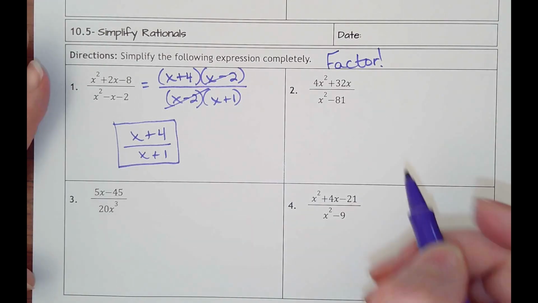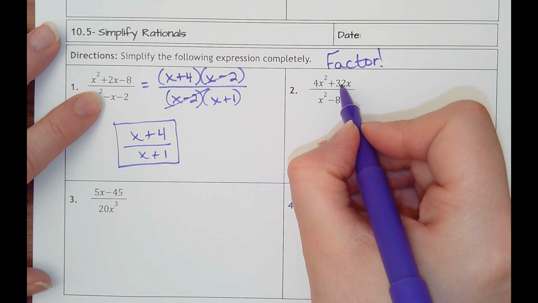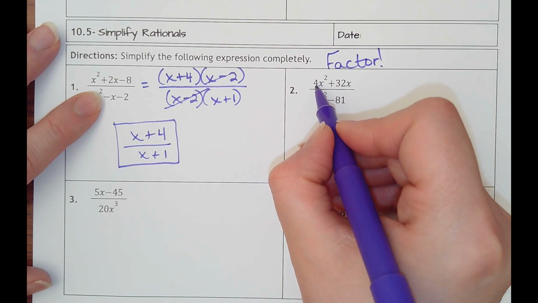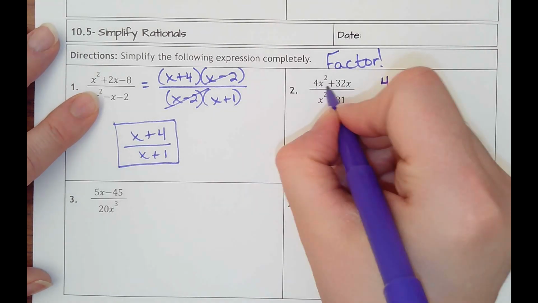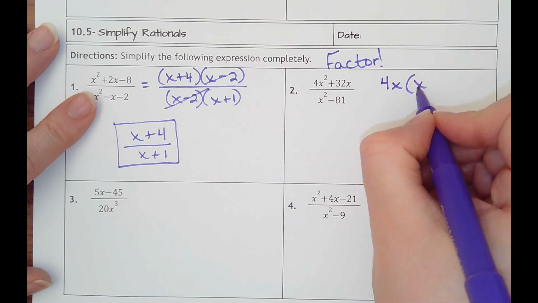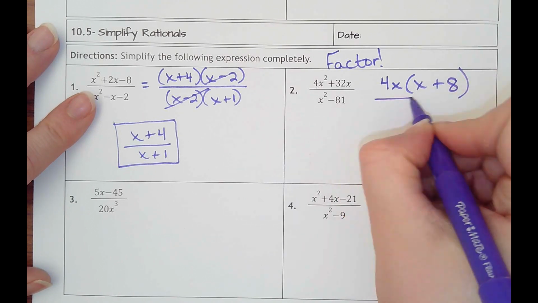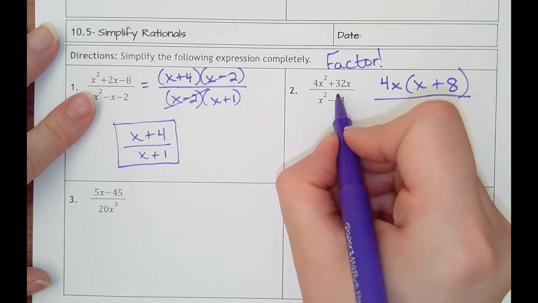Number 2, I only see 2 terms here, so it's not a trinomial. So I'm looking for a GCF. 4 and 32 can both be divided by 4, and I can take an x out of both terms. So that would leave me with a times x plus 4 times 8 makes 32, and it already has the x there. So see how this distributes to make that again.